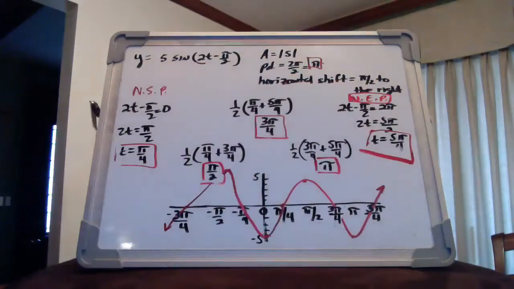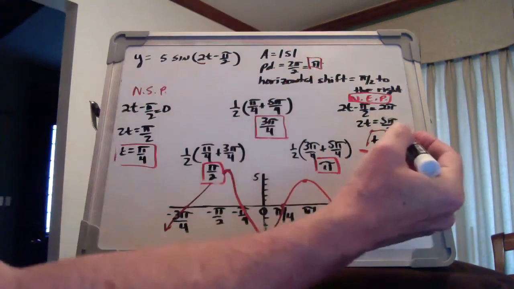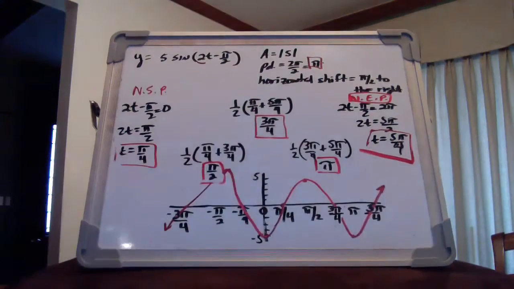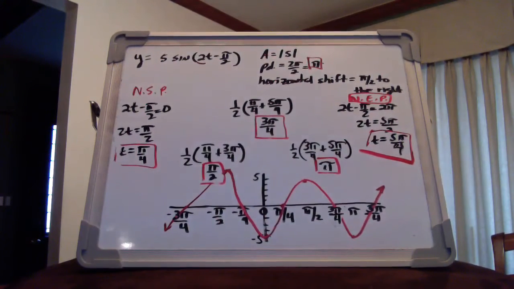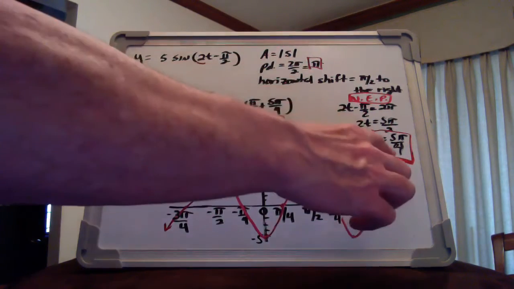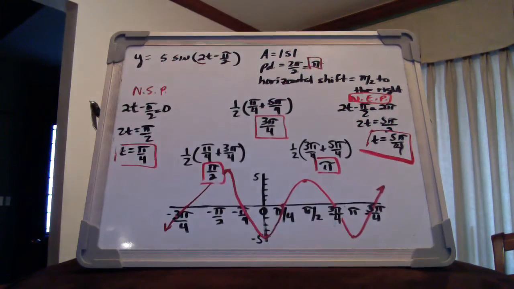Then I go over here to my new endpoint. So I take that binomial, and this time I set it equal to 2 pi, since 2 pi is the original endpoint for the sine graph. And I solve for t, and I get 5 pi over 4.